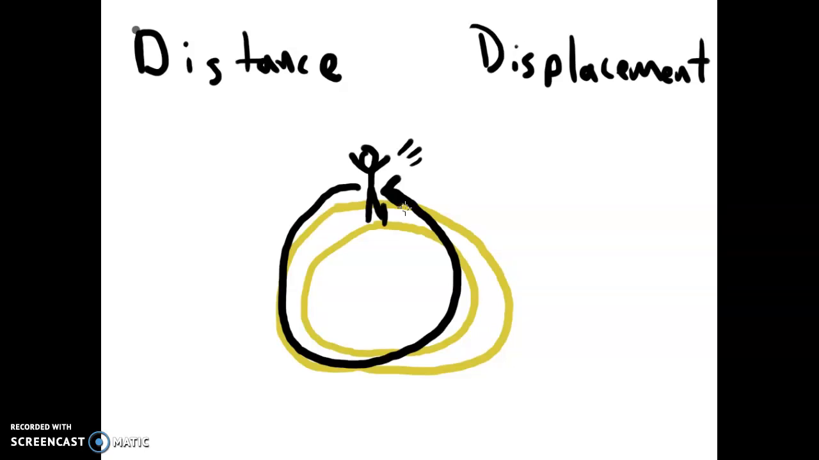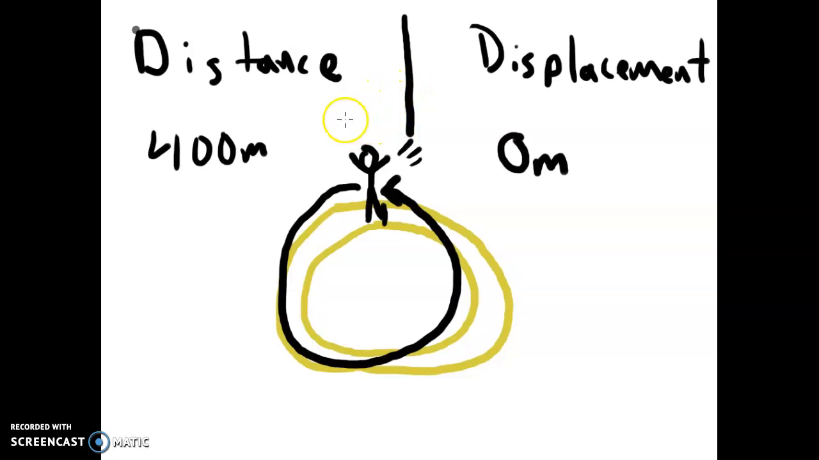Well, you might answer, well, they've gone one track length, and the standard distance of a track is 400 meters, so you might say they've gone 400 meters. But a clever person might actually take a look at this and see the person is right where they started. They've ran in a circle, so they might say, well, they've actually gone 0 meters because they started where they ended. And it turns out that both of those answers are correct.